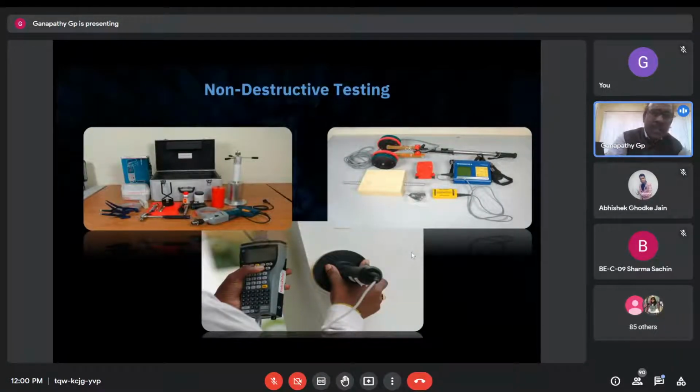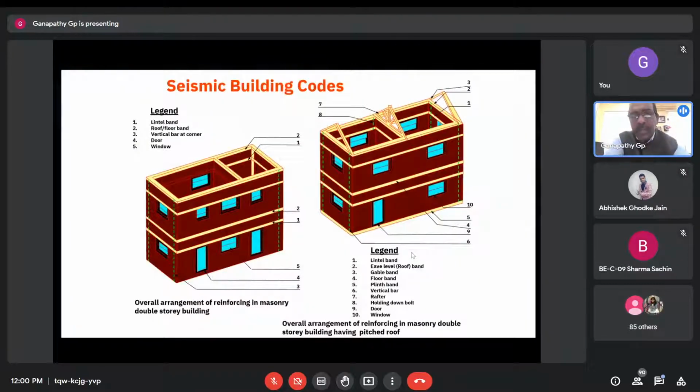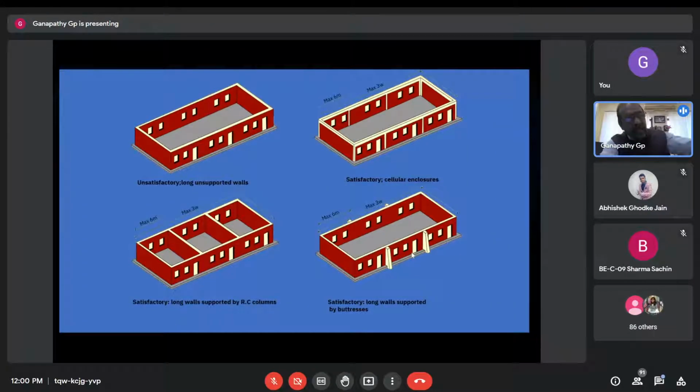So what you can do for these kinds of disasters is go for non-destructive testing. You can test the building to see whether your building is safe or not. And if you are going to construct a new building, you can use seismic building codes. If you have already constructed a building, you can use different retrofitting techniques, like if the length is greater than 3b, you can go for a partition, or you can have support from the outside wall.